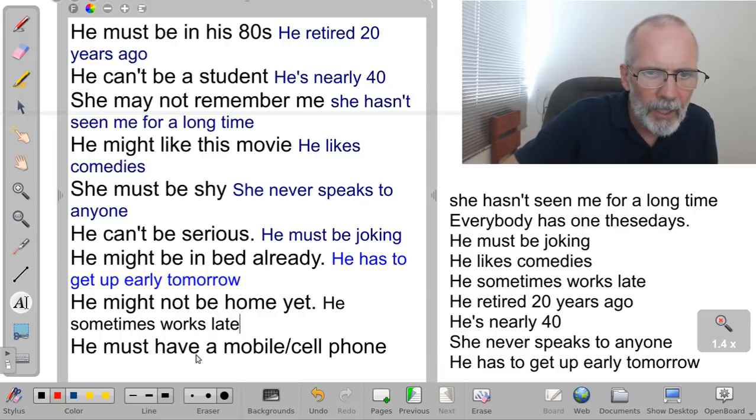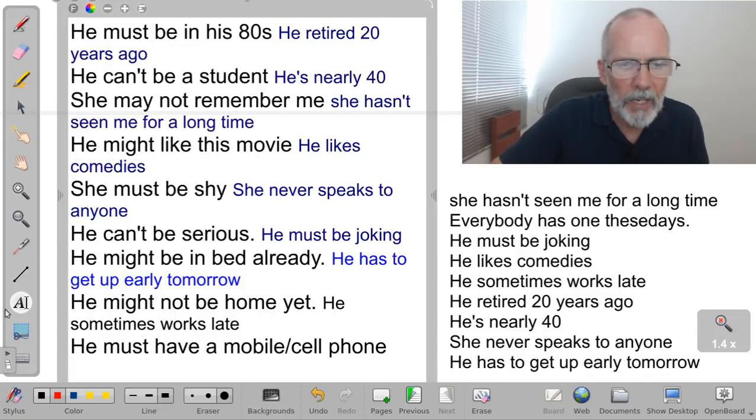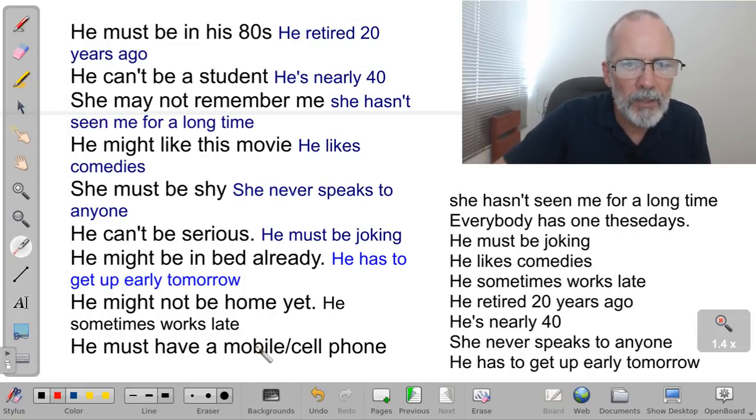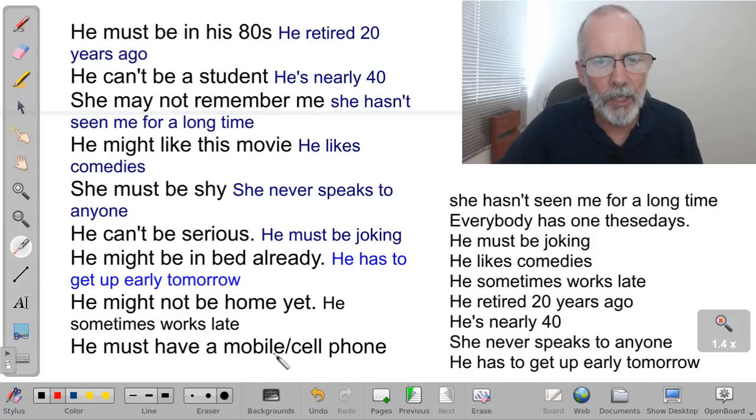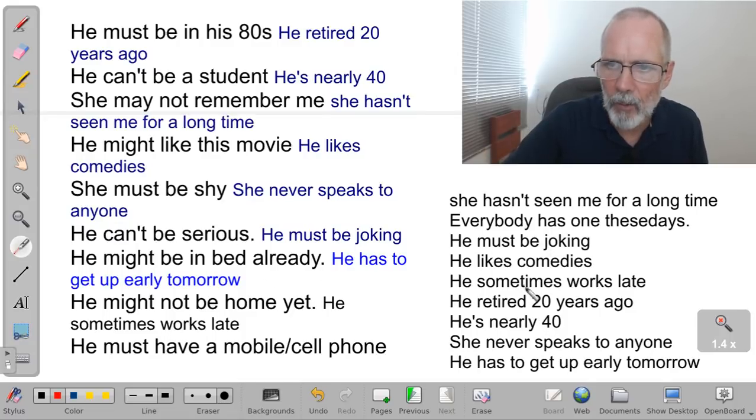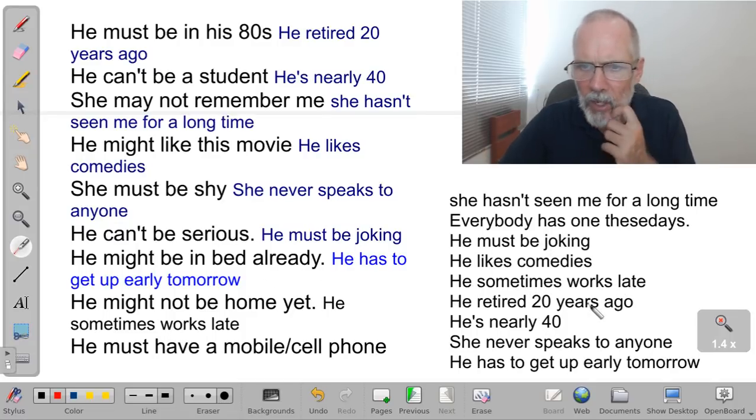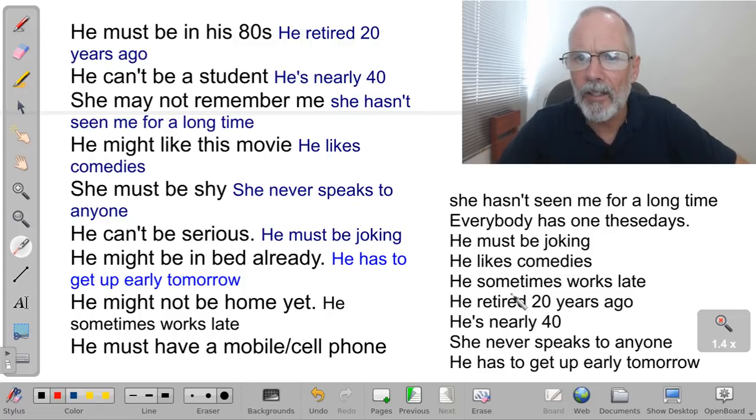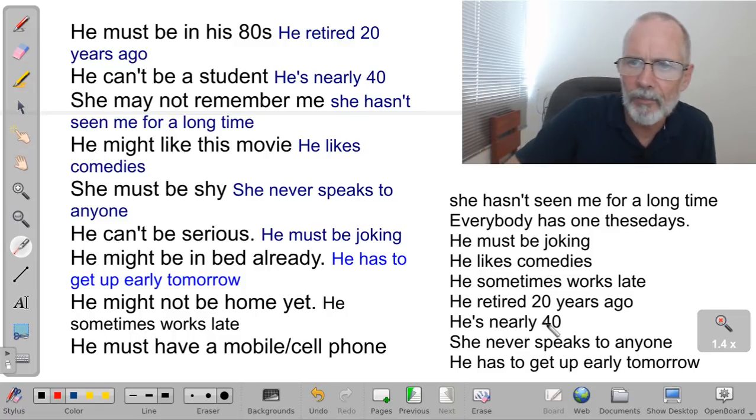And he must have a mobile cell phone. Here I need to explain this. He must have a mobile phone or he must have a cell phone. Yeah, mobile phone is British English and cell phone is American English. He must have a mobile phone, and I think there's only one option left.